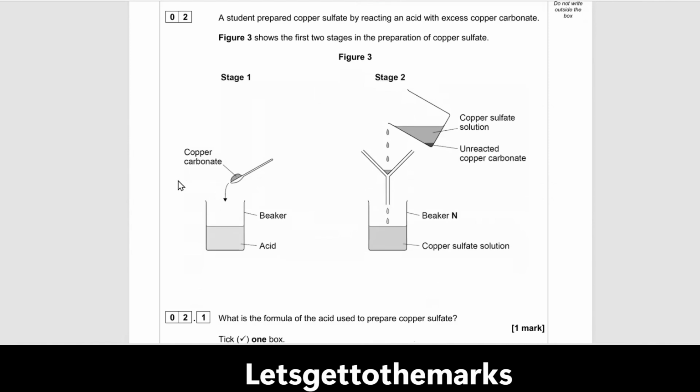There's a number of ways to do that previous question. Okay. And question 2, a student prepared copper sulfate by reacting acid with excess copper carbonate. Figure 3 shows the first 2 stages in the preparation of copper sulfate. So what we have here, we have copper carbonate going into a beaker with acid. So there's going to be a reaction. Now we have copper sulfate solution and some unreacted copper carbonate, some of that reactant left over. What are they doing here with this equipment? And then we got the copper sulfate solution there.